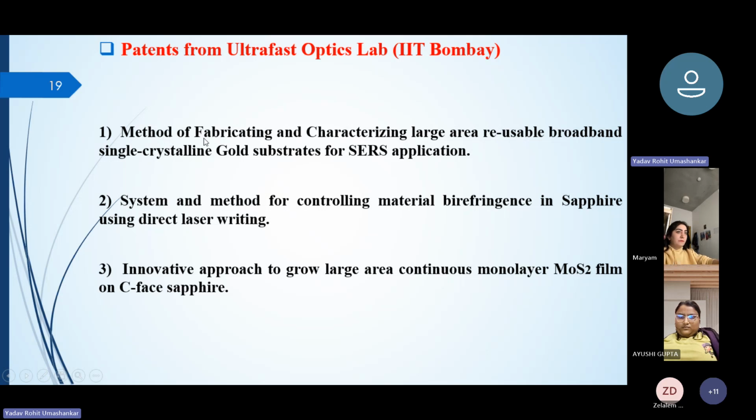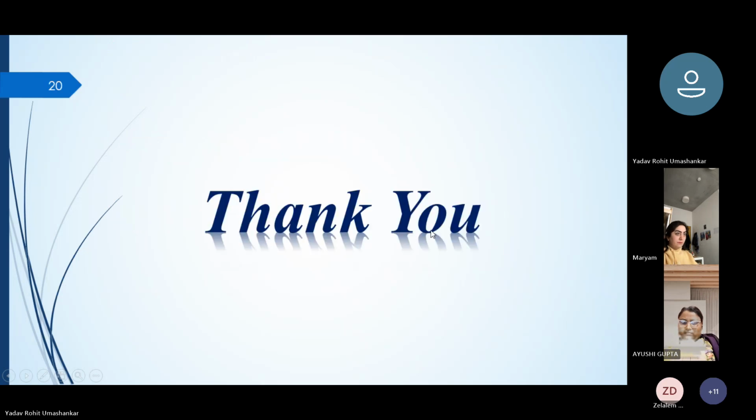The first is about fabricating some kind of gold substrate for Raman application. The second one is for some optical application, to induce birefringence in sapphire crystal. And the third one is some kind of plasmonic or two-dimensional work. This MoS2 film is basically a 2D material, so it is some kind of 2D material research.